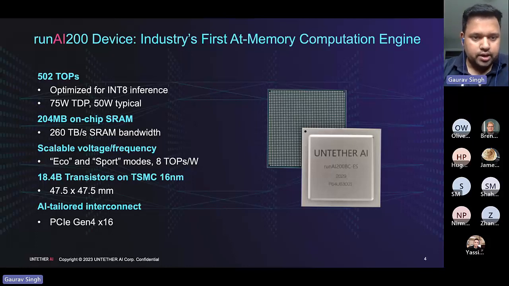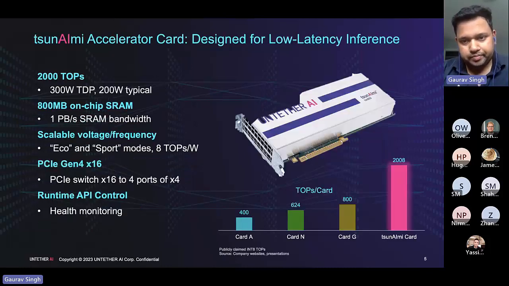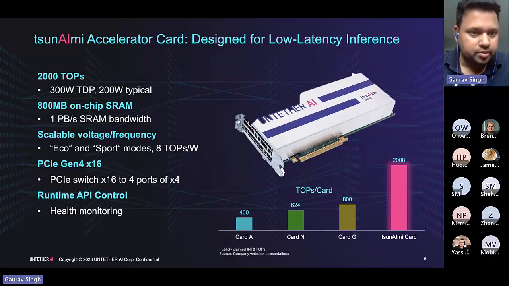204 megabyte SRAM, scalable voltage frequency, eco and sport mode. Eco mode means you want to consume the least power. Sport mode means you want to maximize the performance. You want to run the fastest possible. It has 18.4 billion transistors, 16 nanometer TSMC technology, and PCI Gen 4 times 16 interconnect. And then TSN800 is 300 watt TDP, 1 petabyte, eco and sport mode. Similar stuff, just everything is 4 times bigger.